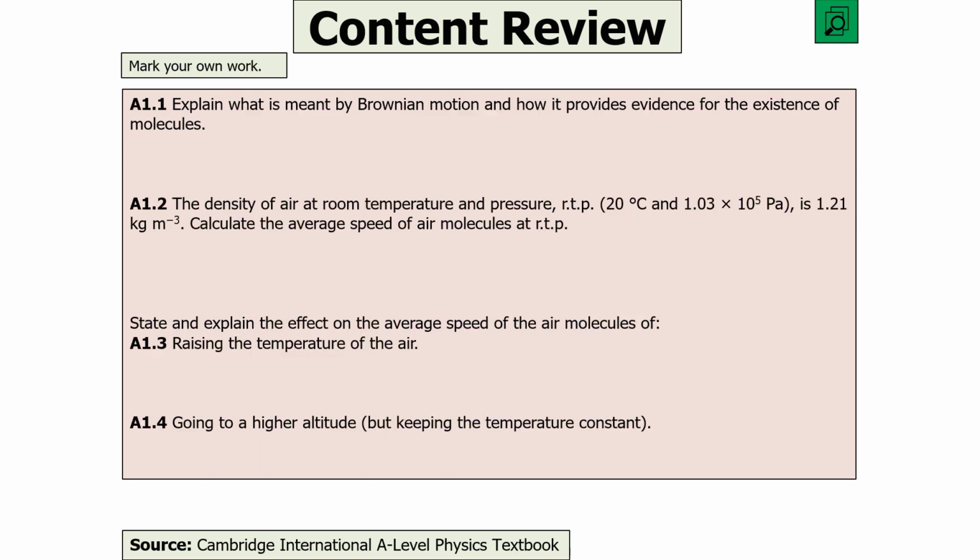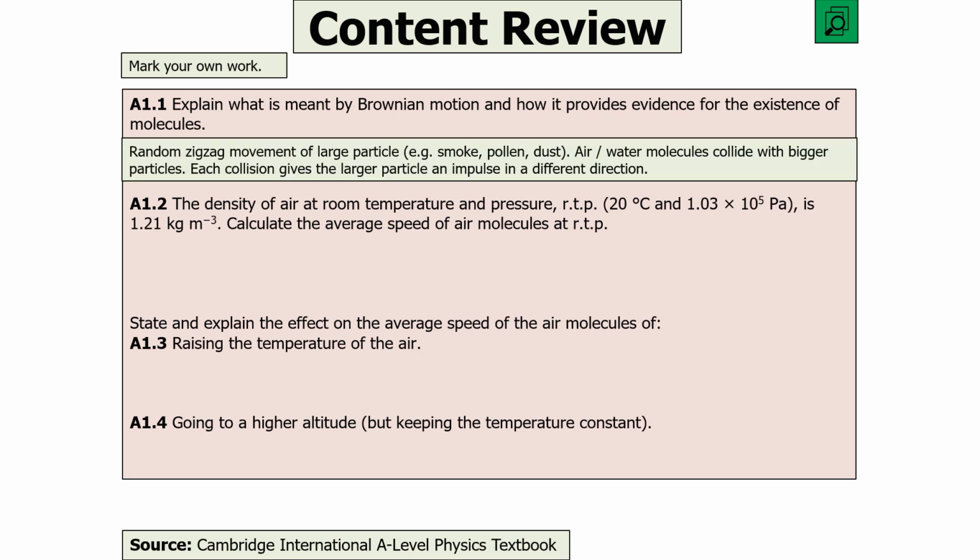Right, in this first one, what is Brownian motion? It's random zigzag motion of larger particles like smoke or pollen or dust, and the air molecules will collide with these particles. Each collision gives the larger particle an impulse in a different direction, so it shows a zigzag motion.